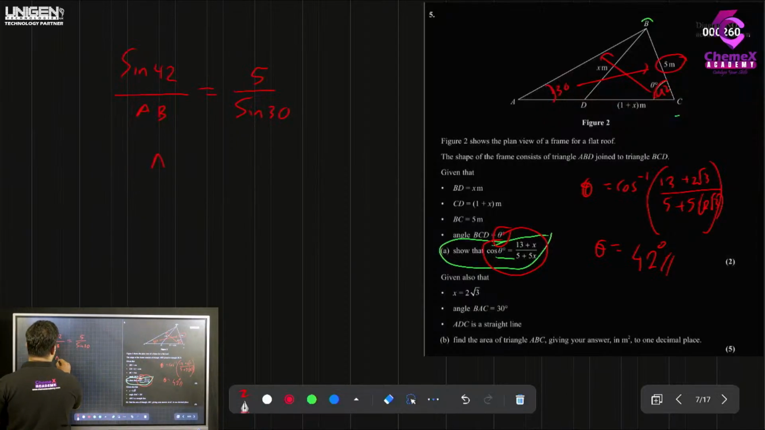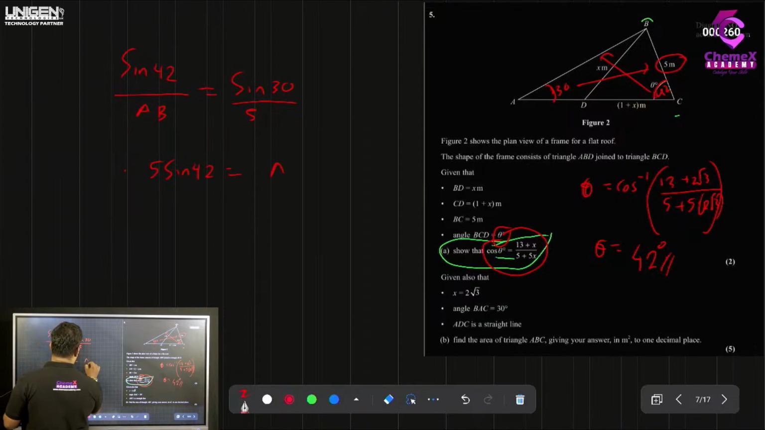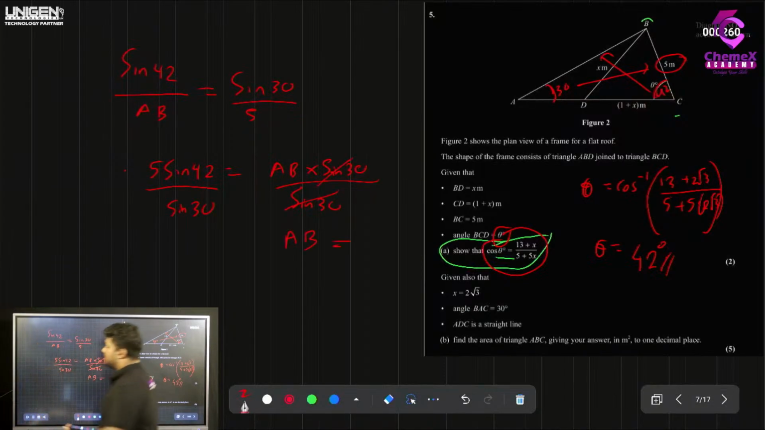So then AB into 5 equals sine 30 is half into sine. I made a mistake. I can't write one angle on top and one angle on the bottom. Both should be in the same place. So sine 30 over 5, right? So yes, 5 sine 42 equals AB times sine 30. So divide both sides by sine 30, and the same with the AB value. What is the AB value?